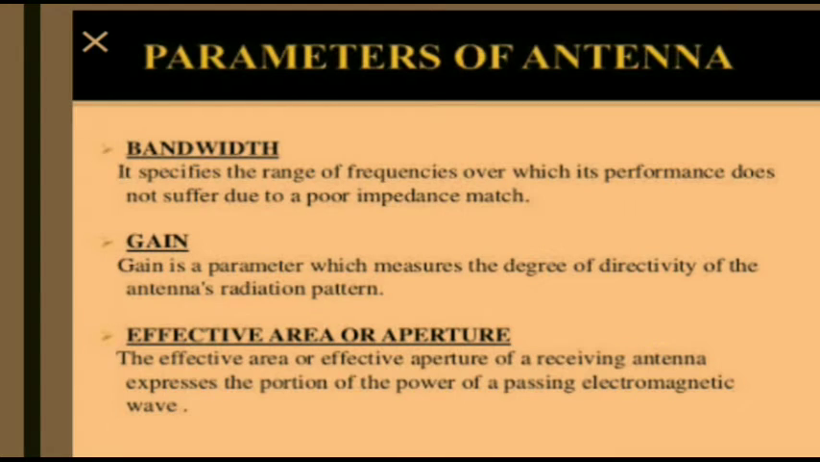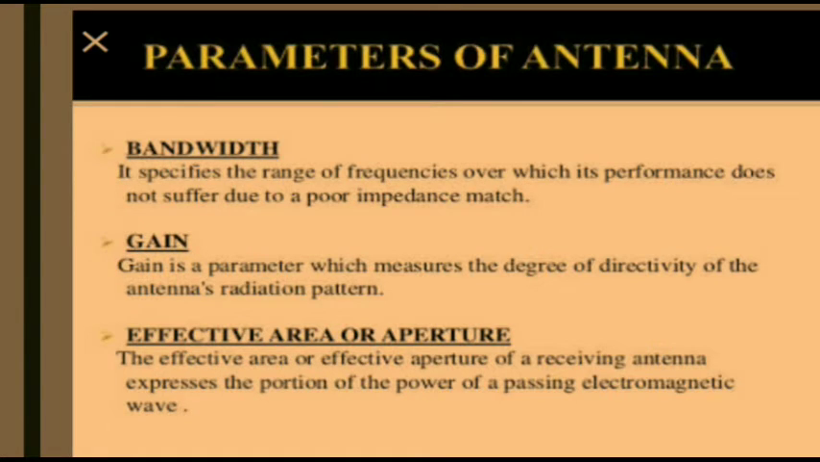Now, parameters of antenna. It contains some parameters: bandwidth and gain. First, bandwidth. It specifies the range of frequencies over which its performance does not suffer due to a poor impedance match. I'll tell you later the exact meaning of bandwidth and the channel bandwidth range. Now the next one, gain.